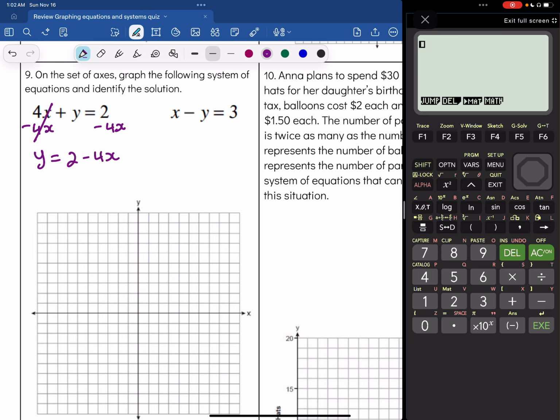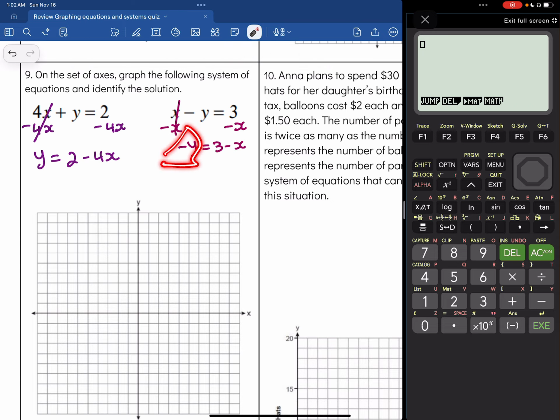Cool. And then in the second equation, I have x minus y is equal to 3. So I'm going to start by subtracting the x from both sides. That cancels out, and I have negative y is equal to 3 minus x. Notice that this says negative y, but I need positive y. So I have to get rid of this negative.